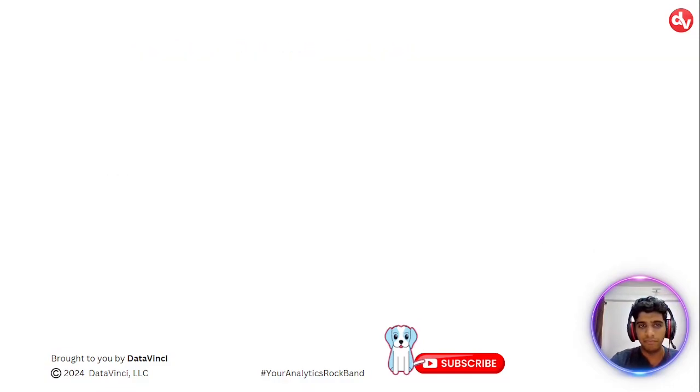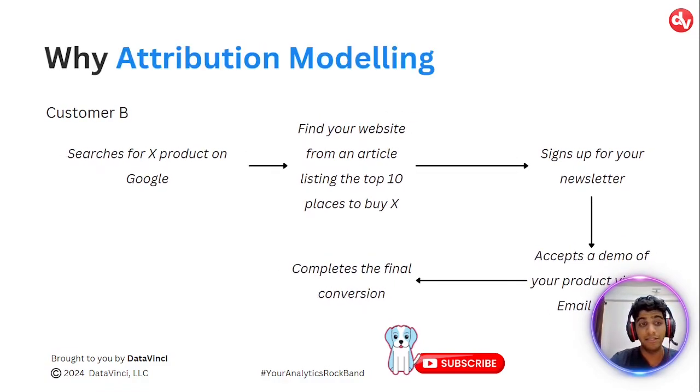But what if the customer journey looks something like this? The customer searches for X product on Google and they find a website or they find an article that lists the top 10 places to buy X on which your website is listed. So from that website, they click on the link and land on your web page. And over there, maybe you're promoting some newsletter sign up and they eventually sign up for that. So after some weeks, you send out an email offer to the people who signed up for the newsletter. And if the person converts from that particular email offer, then we'll consider that as the final conversion.